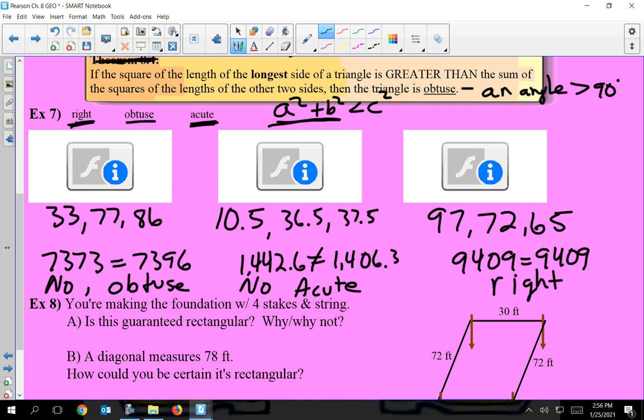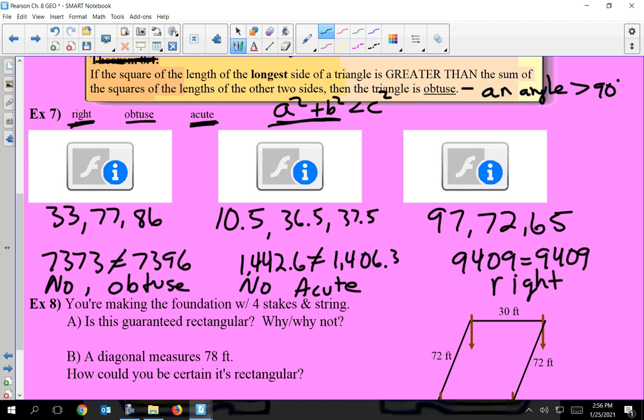So taking a look, I didn't write out the Pythagorean theorem on these. I just wrote out what I got from a squared plus b squared equals c squared. So the first one, 73 is the a squared plus b squared, and c squared is 7396. So no, it's not right. And because the c squared is bigger, it's greater than the other two, it would be obtuse.